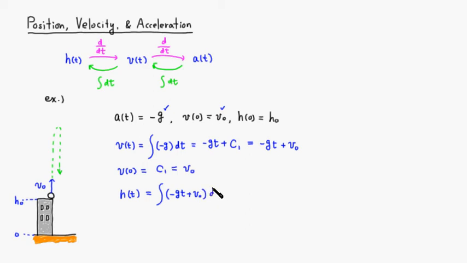right, with respect to time. Right, so the antiderivative is going to be negative g, which is just a constant, so it's negative g. Then the antiderivative of t is t squared over 2. Then the antiderivative of v0 is going to be simply v0 t. Right? Then you might have some constant c2. Right? So let's find c2 using another initial condition.